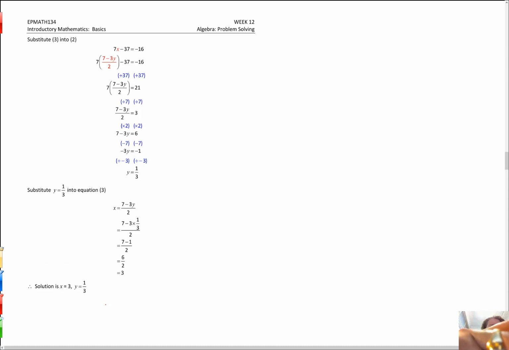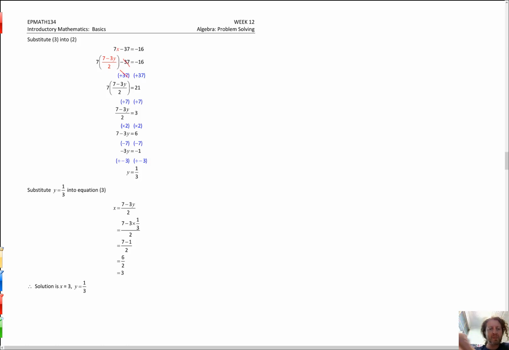Now I go back and sub that into the unused equation. The unused equation was 7x minus 37 is minus 16. And the rearrange said x was equal to what we've got in red here, (7 minus 3y) over 2. Alright, then I like to say, look, we've got a minus 37. Let's just get rid of it. Add 37 to both sides.